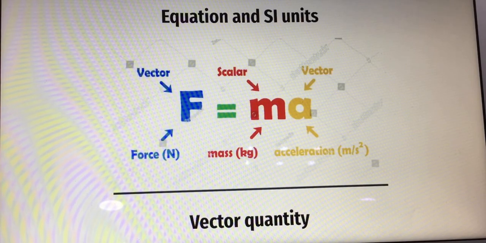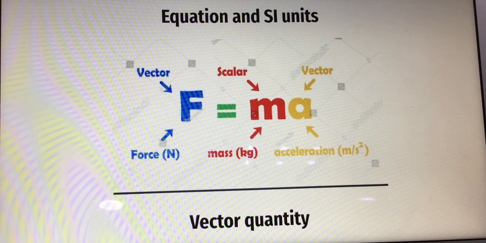This is the formula for Newton's second law, where F is for force and the SI unit is capital N. M is for mass and the SI unit is kg, which is kilogram. And A is acceleration and the SI unit is meter per second squared. Since force is a vector, mass is a scalar and acceleration is a vector, this makes the formula a vector quantity. So F equals ma.